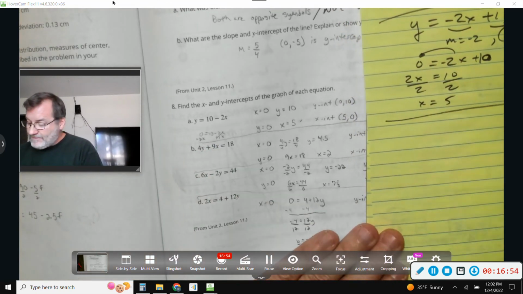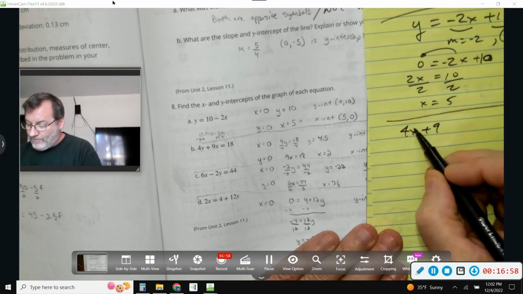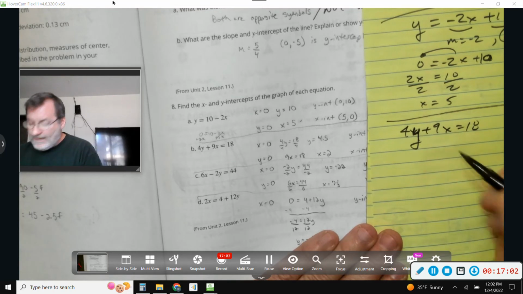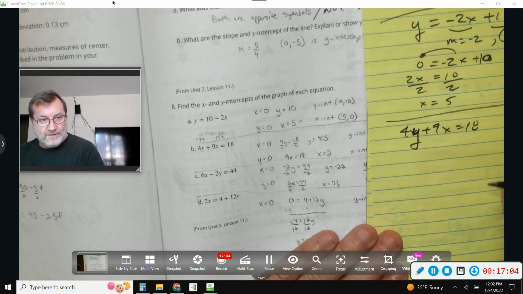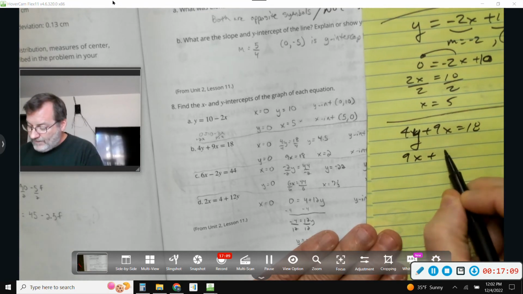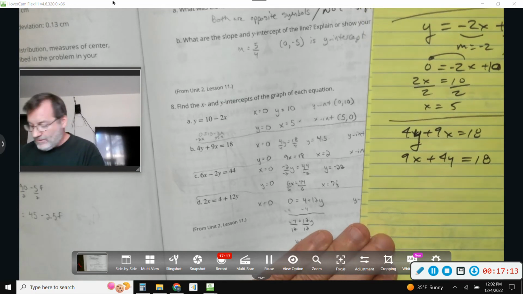Let's look at this next one. 4y plus 9x equals 18. Again, this is a non-standard form. This is wrong. You should be writing it 9x plus 4y equals 18. Now you can start doing the magic on this thing. All right.